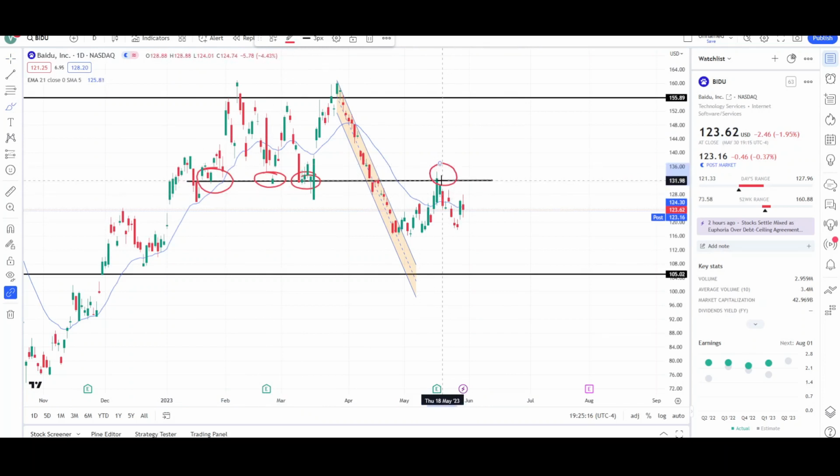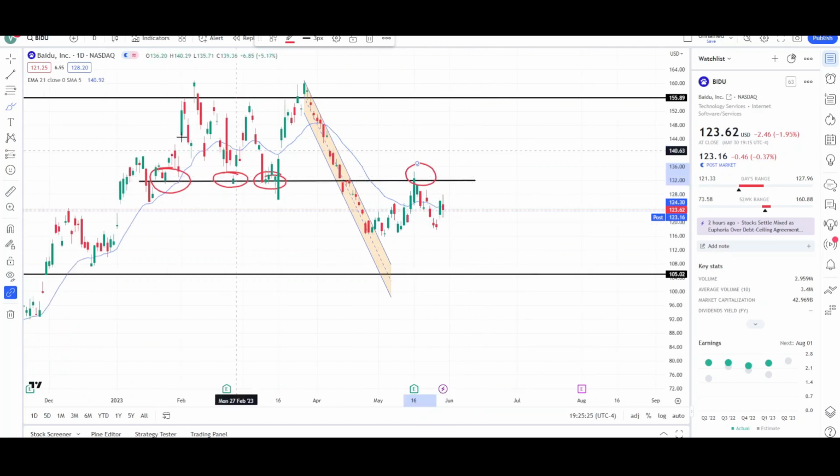So this level was previous support. Now it has been tested for resistance, so it's acting as resistance. If price goes up to it, there's a good chance that we find resistance there again.